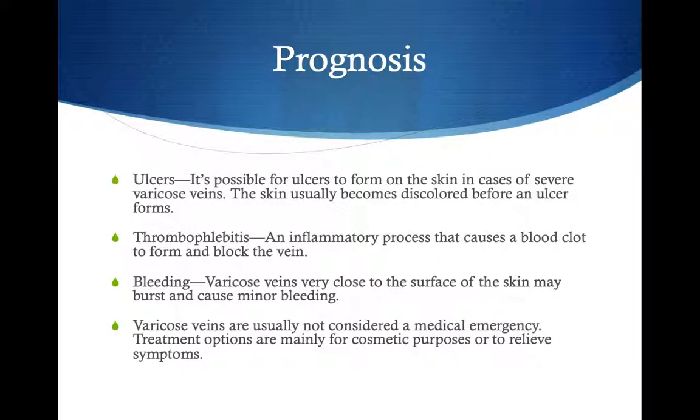It's possible for ulcers to form on the skin in cases of very severe varicose veins. The skin usually becomes discolored before an ulcer forms. Thrombophlebitis is another complication with very severe varicose veins, and it's an inflammatory process that causes a blood clot to form and block the vein.